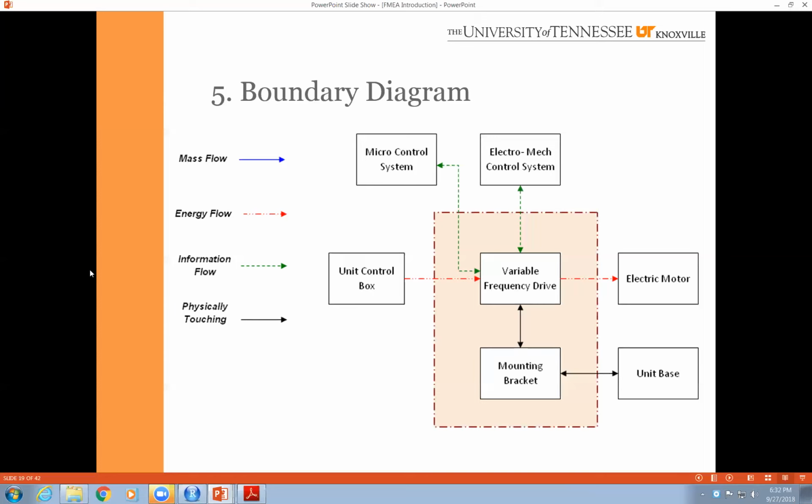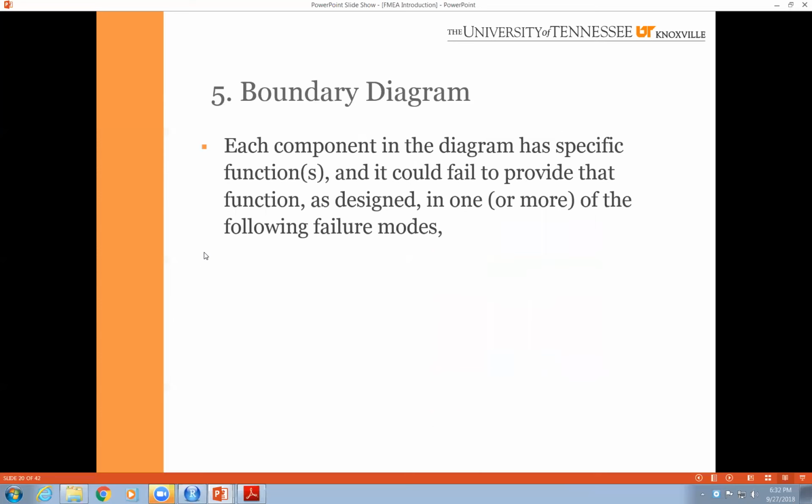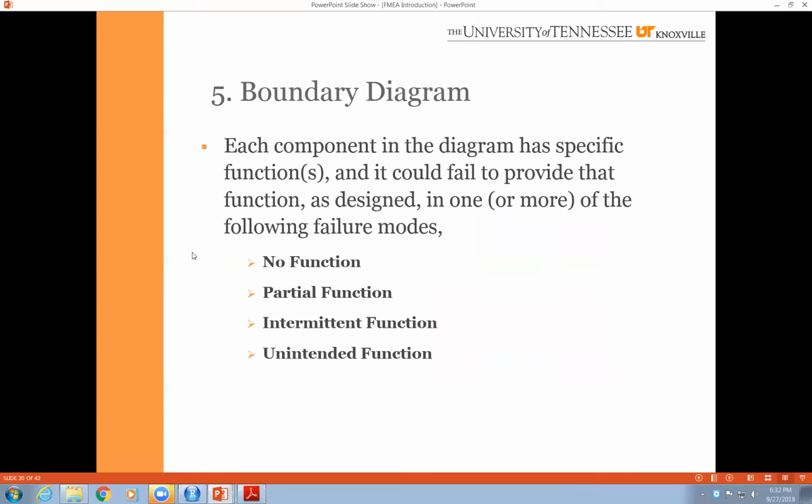This could be simple, could also be a little bit complex, depending on how many components you have, how many actions you have, and so forth. Each component could be a cause of failure, could interact with something that causes a failure. We start thinking about failure modes at a high level.